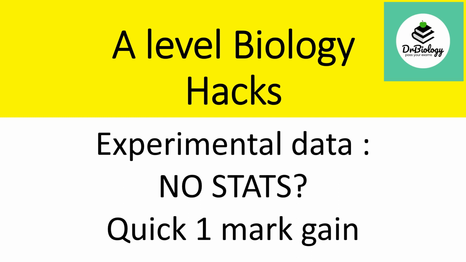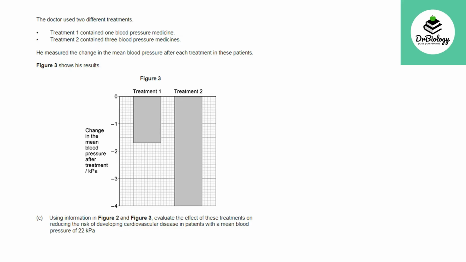This one is on experimental data, so looking at questions that have lots of data, lots of information, and asking whether it has any stats or not. So no stats, quick 1 mark gain. So what I mean by that is you need to look at all the information and you're really looking at these places here. Okay, so can you see any stats questions?